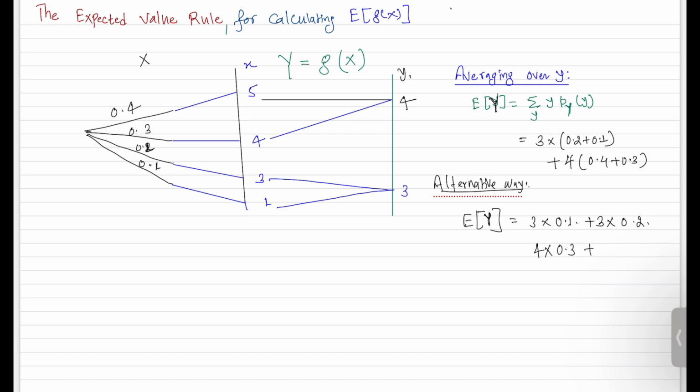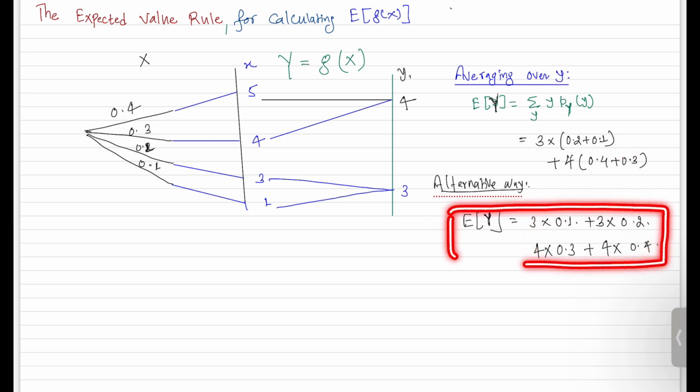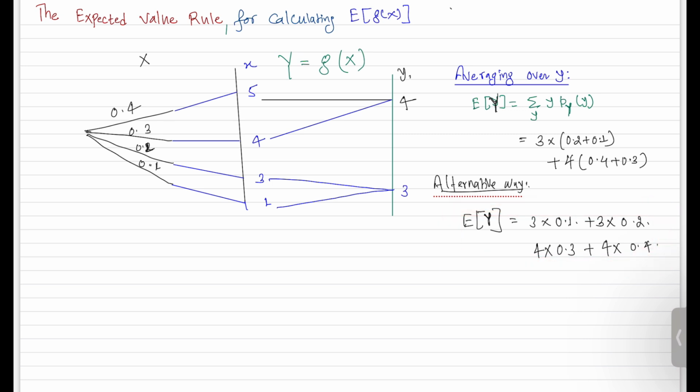And what other value is x taking? x is taking 5. 40% of the time x is 5, and whenever x is 5, y is 4. So if you look at this value and this value, both are the same. If you rearrange this, then you will get this one. But this way of calculating is what we call the expected value rule, right?